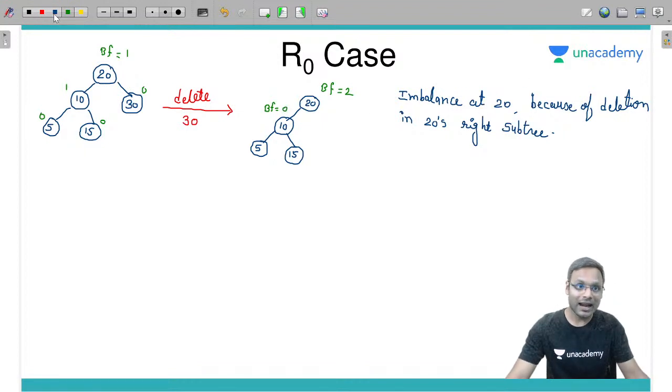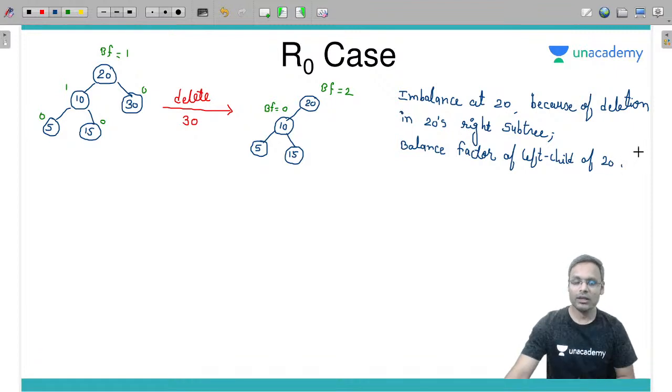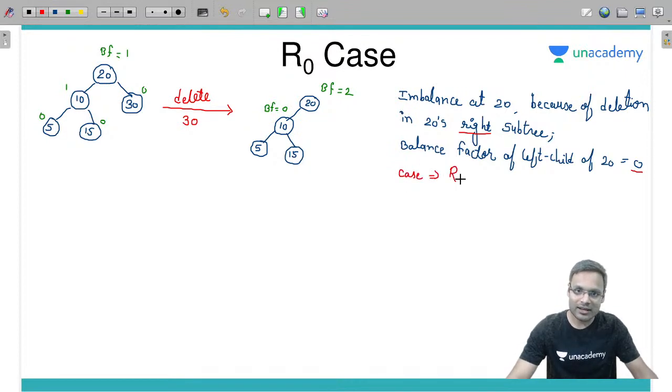0. So if right side we have deleted from 20, remember we need to check out the balance factor at left child of imbalanced node. Balance factor of left child of imbalanced node 20. So if balance factor of left child of 20 is equal to how much? कितना है? Equal to 0. So here the case becomes R0 case. समझ में आया R0 case कैसे बना?